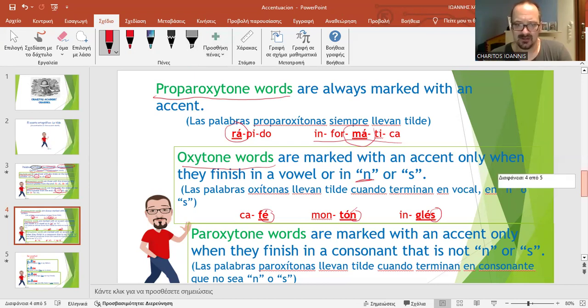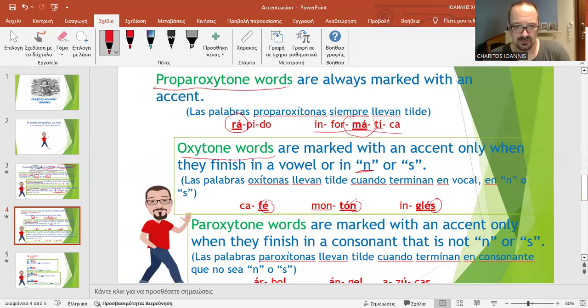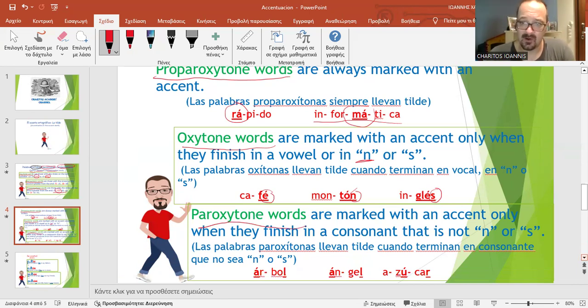And last but not least, the paroxytone words. The paroxytone words, remember, are those that are stressed on the syllable before the last syllable, the second before the end. So, las palabras paroxítonas llevan tilde cuando terminan en consonante que no sea N o S, which means that if a paroxytone word finishes in any consonant that is not N or S, so the opposite of the oxytone words, I must write the accent mark.